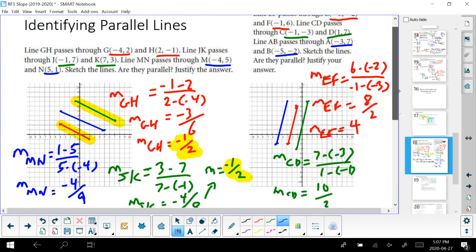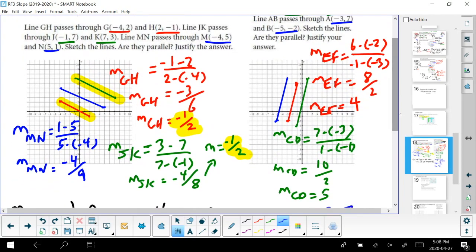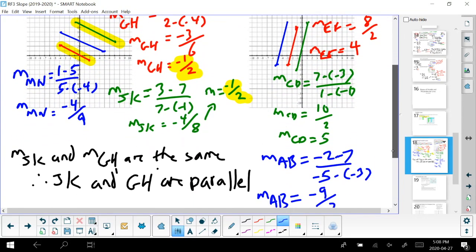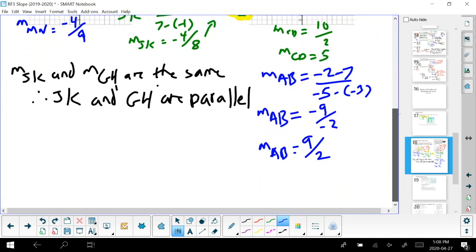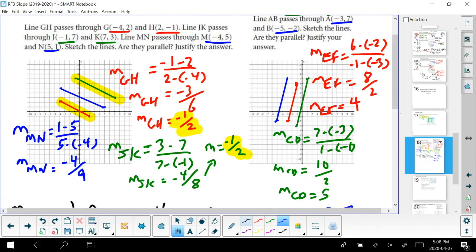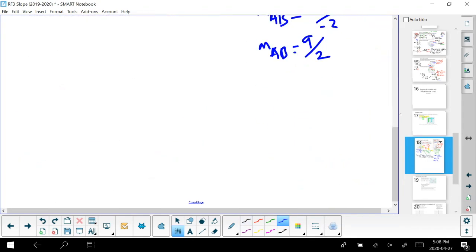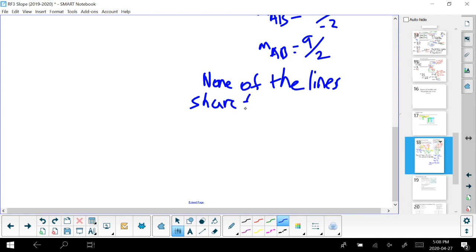So an interesting turn of events. None of these lines are actually parallel to each other because none of the lines have the same slope. So to summarize our answer, we can state that none of the lines share the same slope.